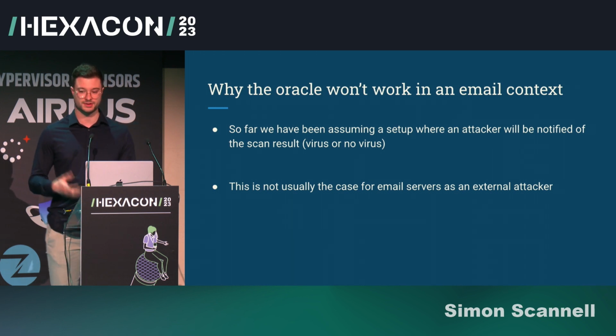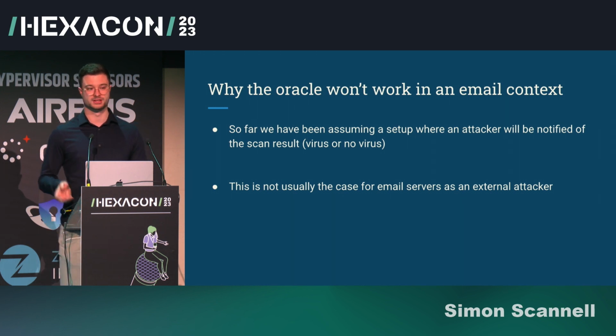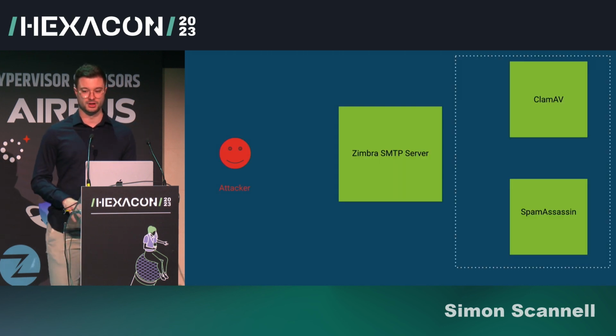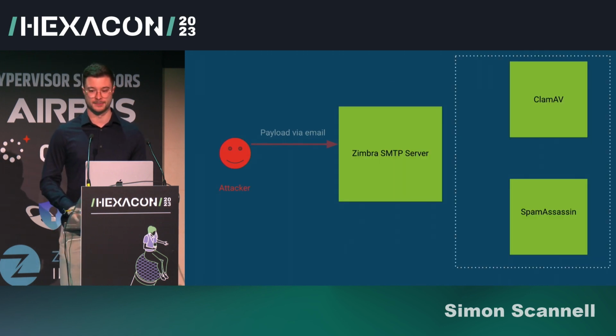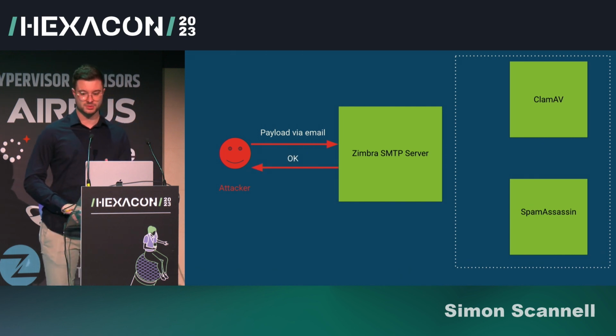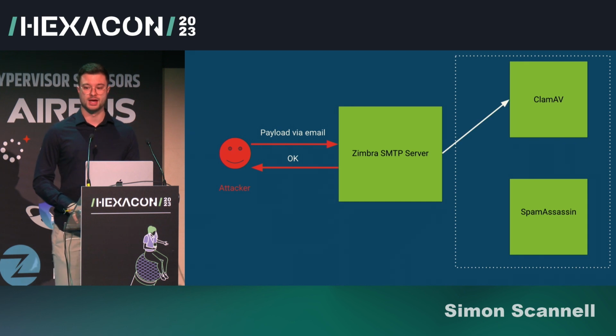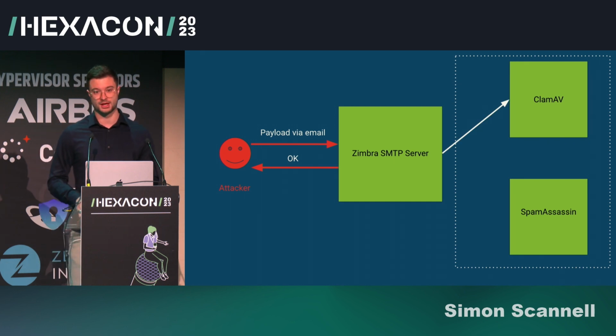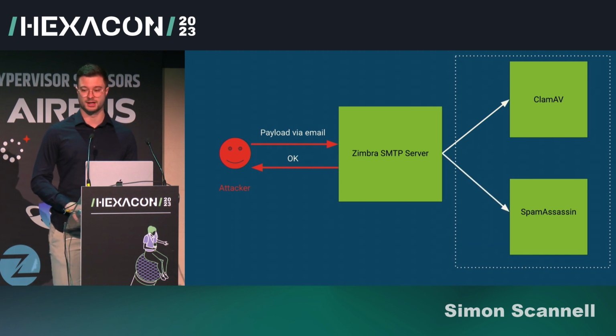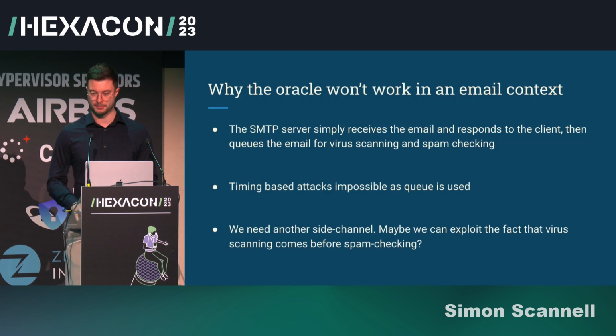And this is usually not the case for an email server as an external or unauthenticated attacker. If you're part of the organization and someone tried to send you a virus, you might get some kind of notification. But if you're an external attacker, that won't happen. If you send a payload via email, the SMTP server will just reply with OK, and then queue it for processing: first sending the email to ClamAV for virus scanning, and afterwards to SpamAssassin to be checked for spam.